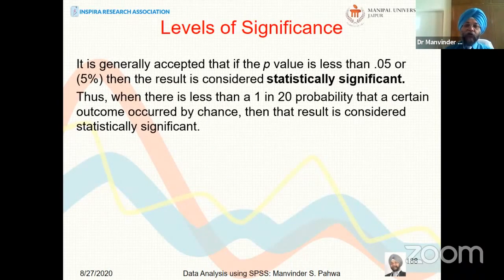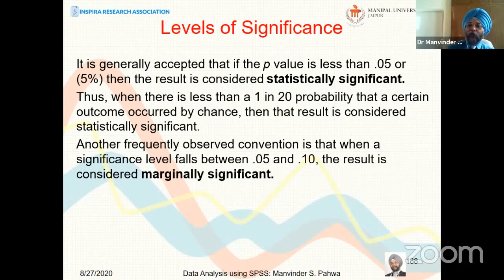It is generally accepted that if the p value is less than 0.05 or 5%, then the result is considered statistically significant. Thus, when there is less than a 1 in 20 probability that a certain outcome occurred by chance, the result is considered statistically significant. 1 by 20 is nothing but 5%.